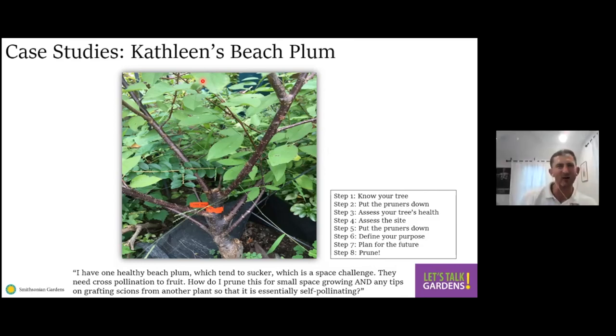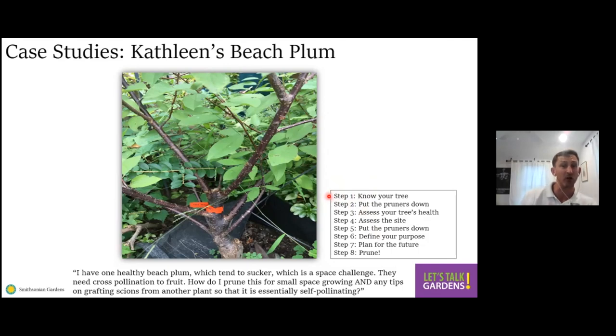All right. So I'll work through these steps one more time in the couple minutes we have left, and we'll see where we get to. So, step one, know our tree. And it sounds like you know this tree really, really well, but it's a native tree that I would assume probably likes pretty well-drained soils.